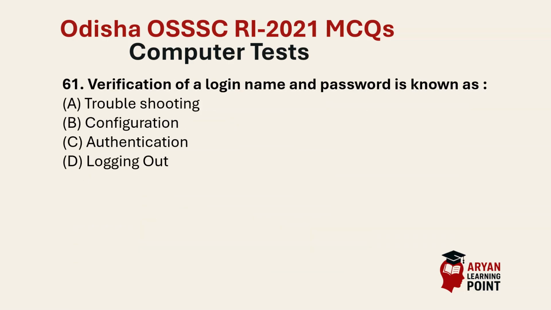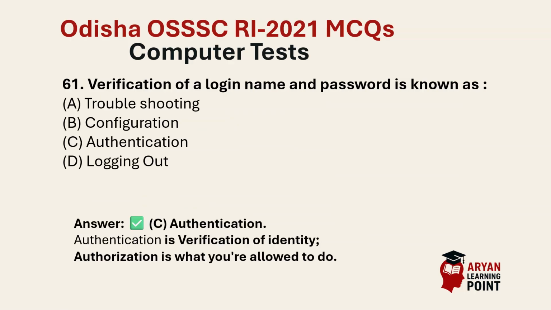61. Verification of a login name and password is known as: A. Troubleshooting, B. Configuration, C. Authentication, D. Logging out. Answer C. Authentication. Authentication is verification of identity. Authorization is what you're allowed to do.